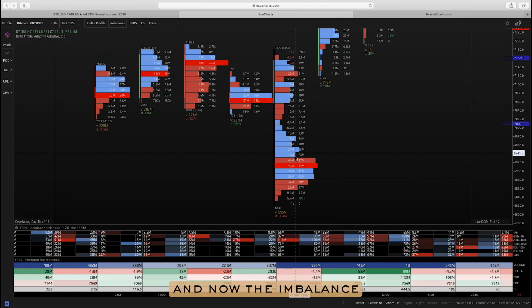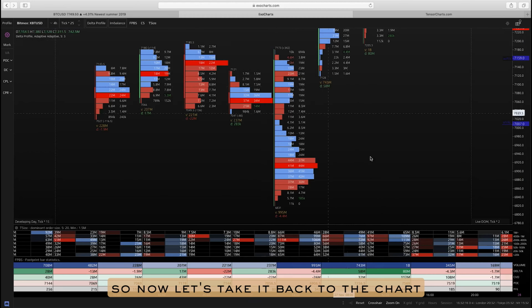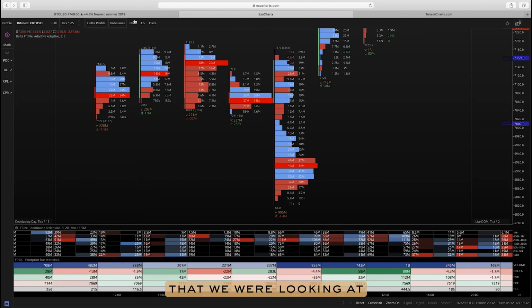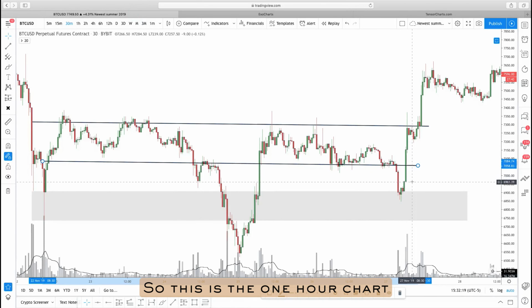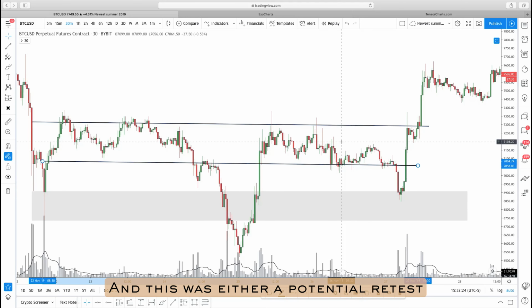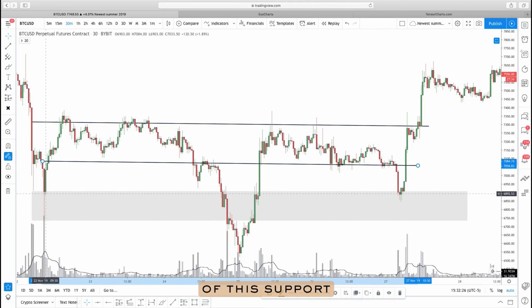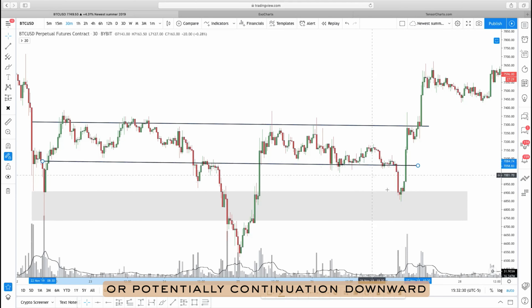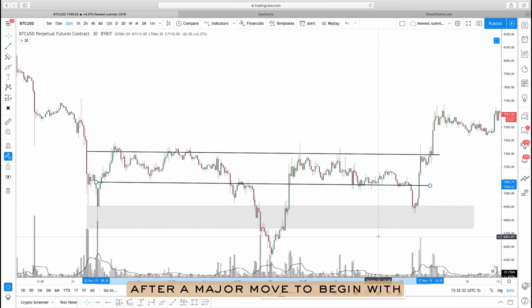And now the imbalance. So now let's take it back to the chart that we were looking at. This is the 1 hour chart, or rather the 30-minute chart, and this was either a potential retest of this support, or potentially continuation downward after a major move to begin with.